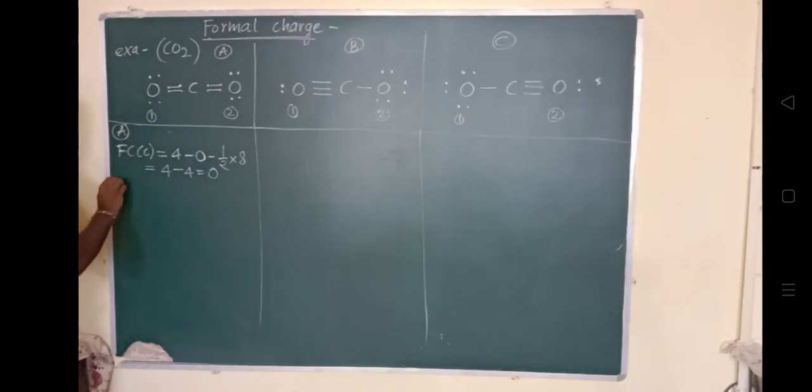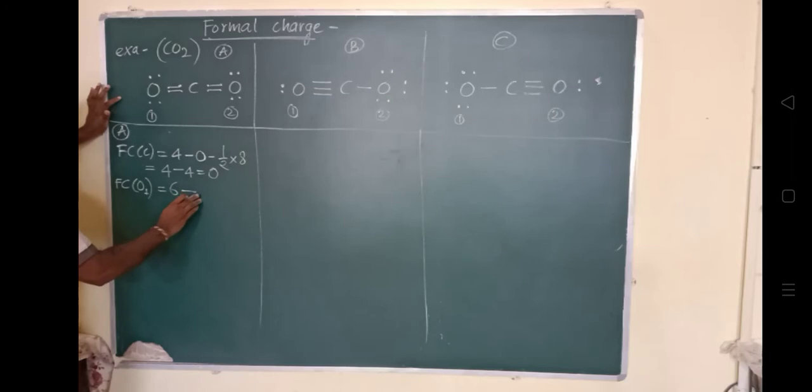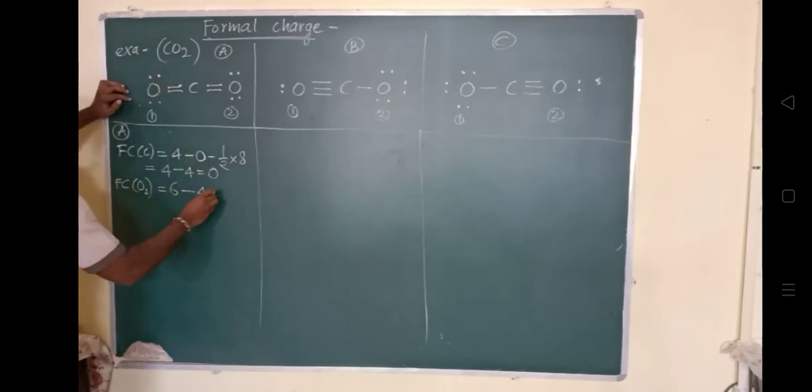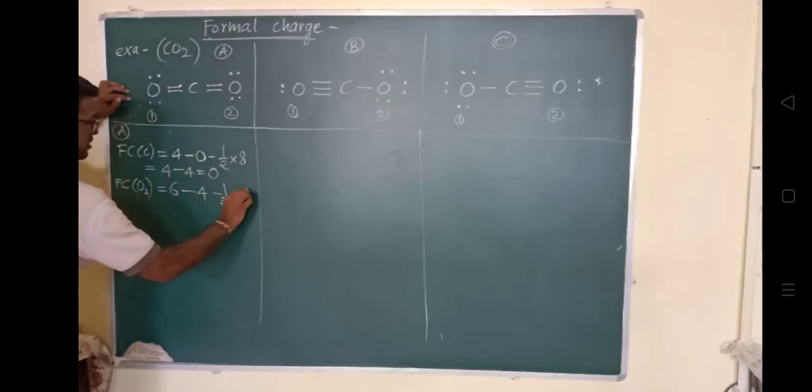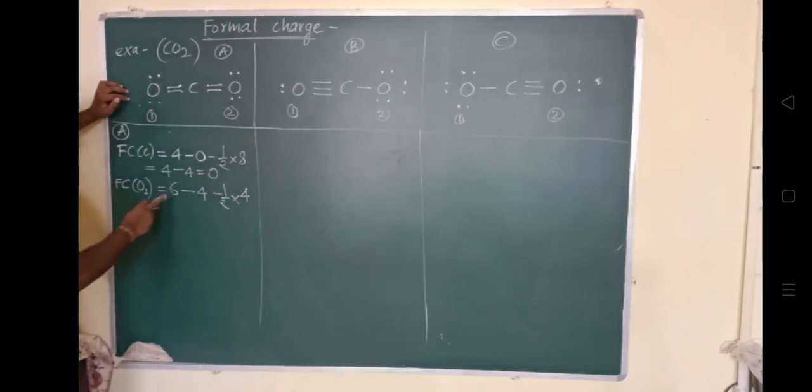Next, the formal charge Fc on the very first oxygen. Which oxygen? The first oxygen atom. The valence electrons of oxygen are 6, minus how many non-bonded? There are 4 non-bonded electrons, minus 1 by 2 multiplied by how many are bonded? So 1 2 3 4, 4 are bonded. You can see here 6 minus 4 is 2, and 2 minus 2 equals 0. 6 minus 4 is 2, and here 4 divided by 2 is 2.